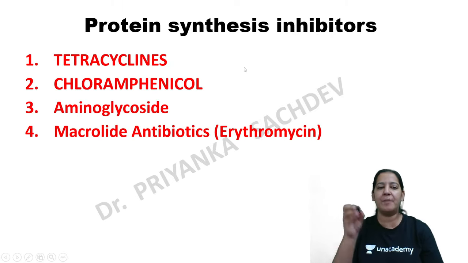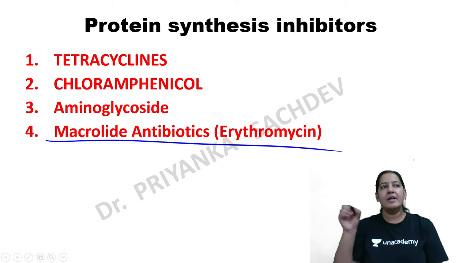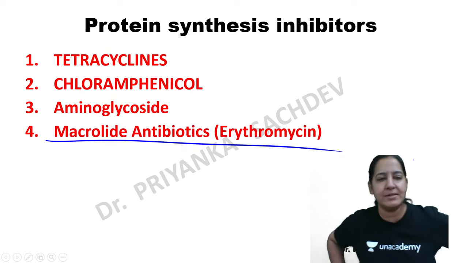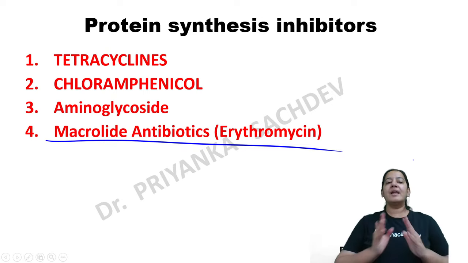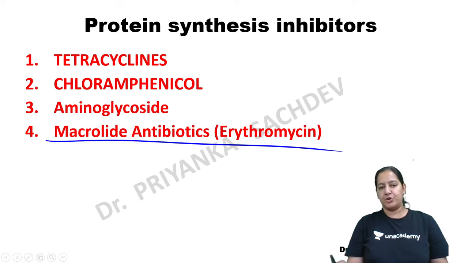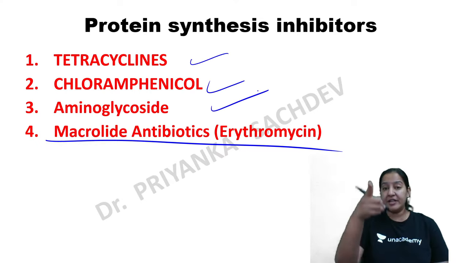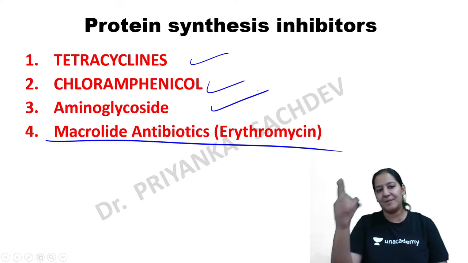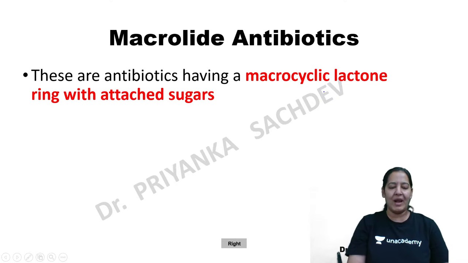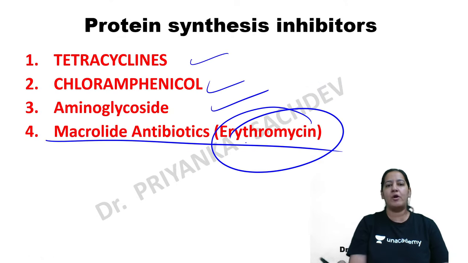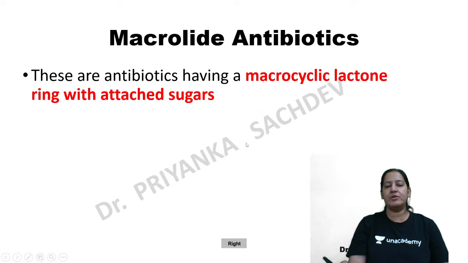Shall I proceed to the last chapter, the fourth chapter, the macrolides? That was your only doubt, na Vivek, or something else was there, kindly write down. So coming to the last chapter, macrolides or erythromycin. Shall I start the last chapter, the protein synthesis inhibitors? We have completed 3 chapters. Continue your table. We will revise the master table in the end. Let me start the macrolides. Erythromycin is one of them.